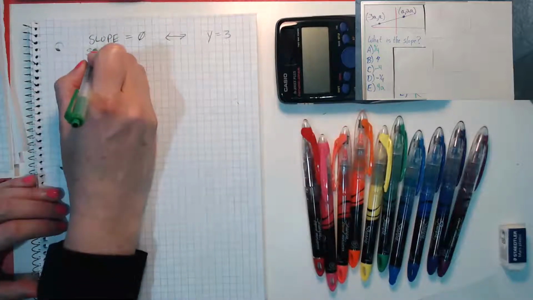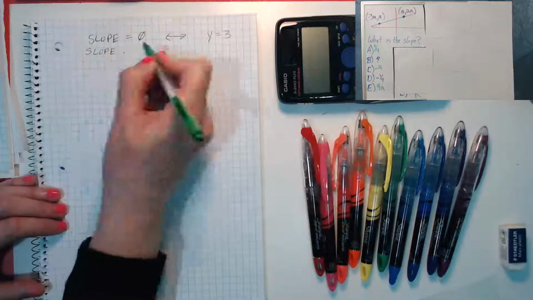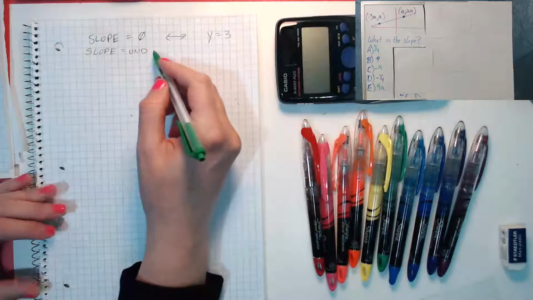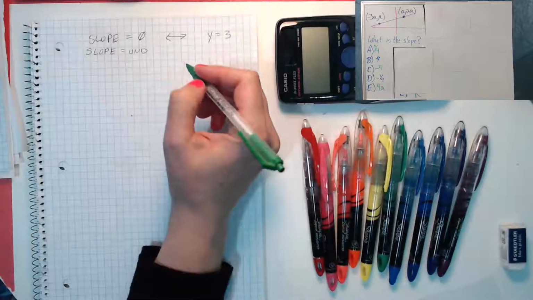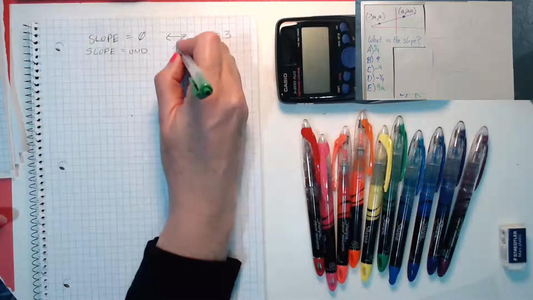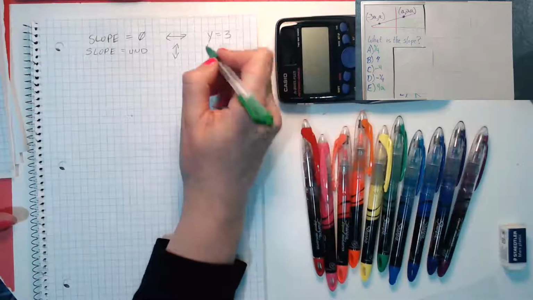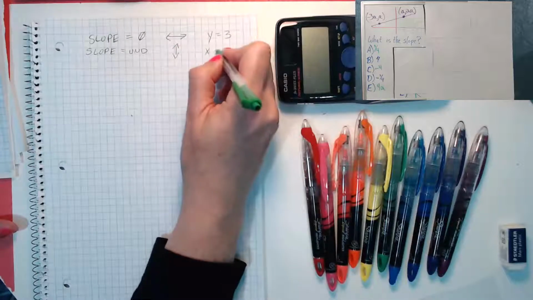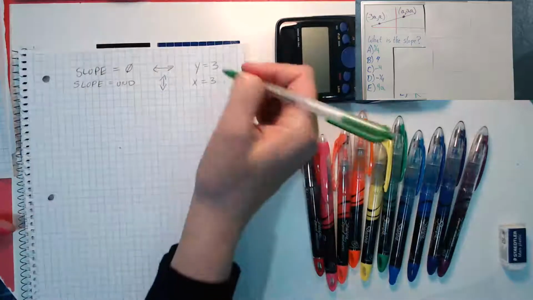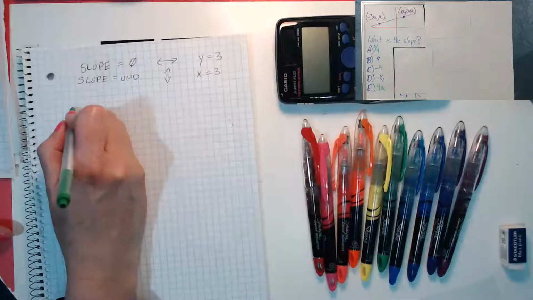The other one is if slope is undefined, I'm just going to use UND. If slope is undefined, the line goes up and down, and it's going to be x, like x equals 3. So what that looks like, I'm going to continue under here.